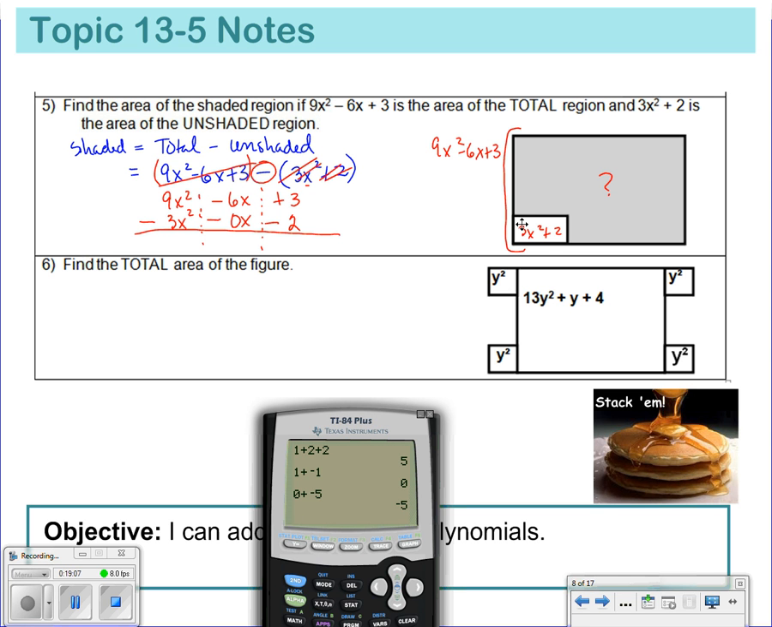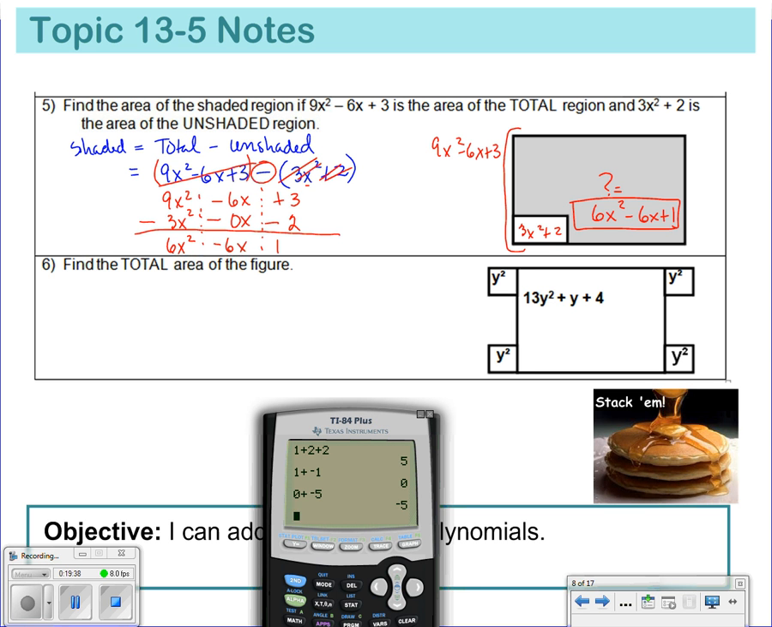Now that they're stacked, we can do 9 minus 3. That gives us 6x squared. And now we have a negative 6 minus 0. That'll give us a negative 6x. And then a positive 3 minus 2 is a positive 1. So this tells us that our shaded region is going to be equal to 6x squared minus 6x plus 1.